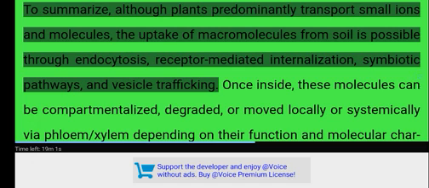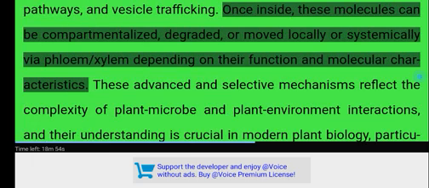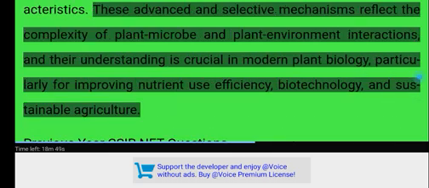To summarize, although plants predominantly transport small ions and molecules, the uptake of macromolecules from soil is possible through endocytosis, receptor-mediated internalization, symbiotic pathways, and vesicle trafficking. Once inside, these molecules can be compartmentalized, degraded, or moved locally or systemically via phloem or xylem depending on their function and molecular characteristics. These advanced and selective mechanisms reflect the complexity of plant-microbe and plant-environment interactions, and their understanding is crucial in modern plant biology, particularly for improving nutrient use efficiency, biotechnology, and sustainable agriculture.